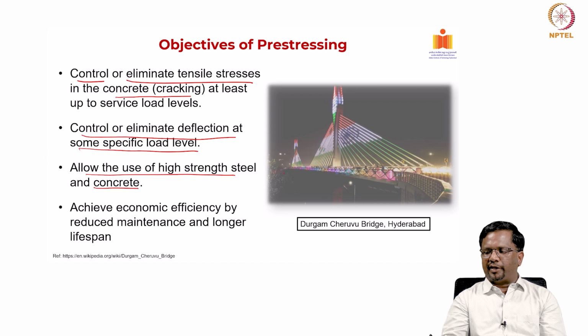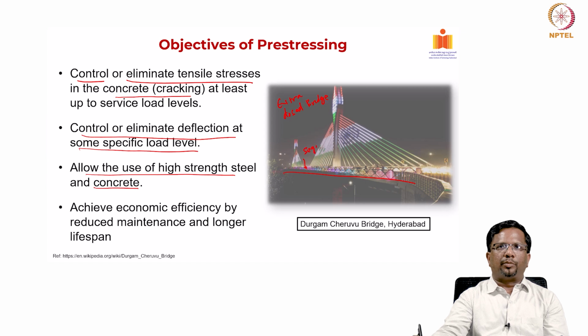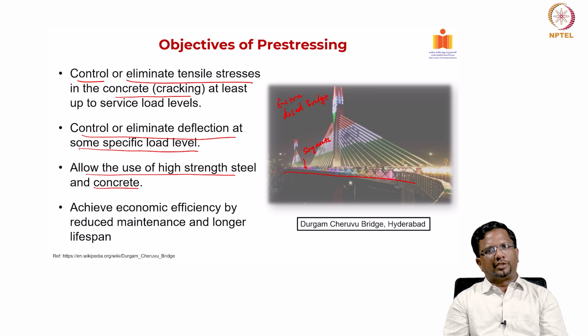So, you can see this is a very nice bridge, the Durgam Cheruvu bridge located in Hyderabad. This is an extradosed bridge. And all the bridge decks, if you see, they are all segmental boxes and they are all pre-stressed. Okay. These are all segments. They are connected and pre-stressed together by high strength steel. Okay. So, like this we can design and construct a very elegant structure by applying pre-stressing.